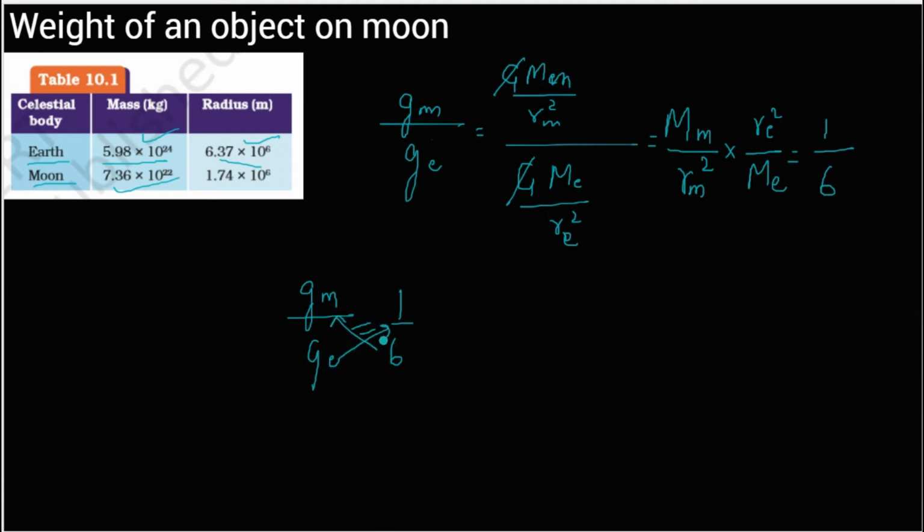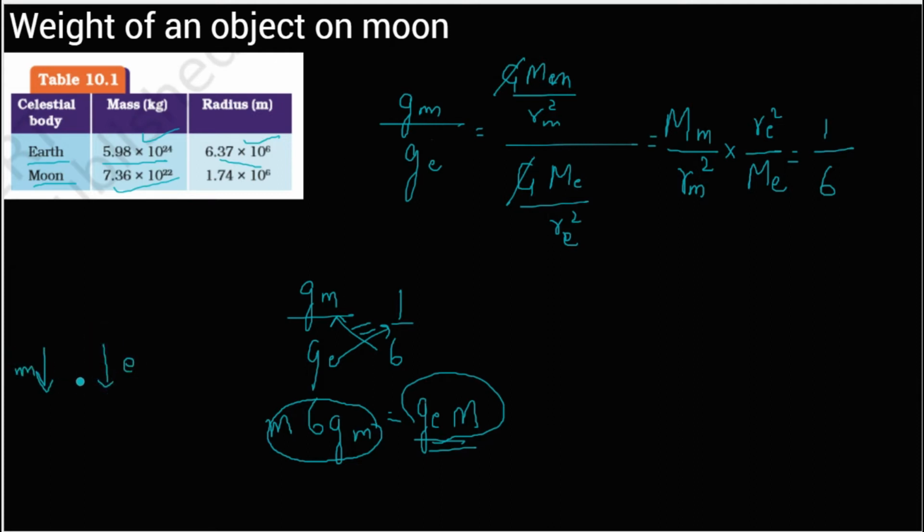Interchange it. 6 g_M is equal to g_E, and your mass is the same whether you are on earth or moon. Okay, so your weight on earth is 6 times the weight on the moon. That means you have lesser weight on the moon than earth. So if your weight is high, you can say I am on the wrong planet, I should be on the moon, I would be weighing very less. Just joking.